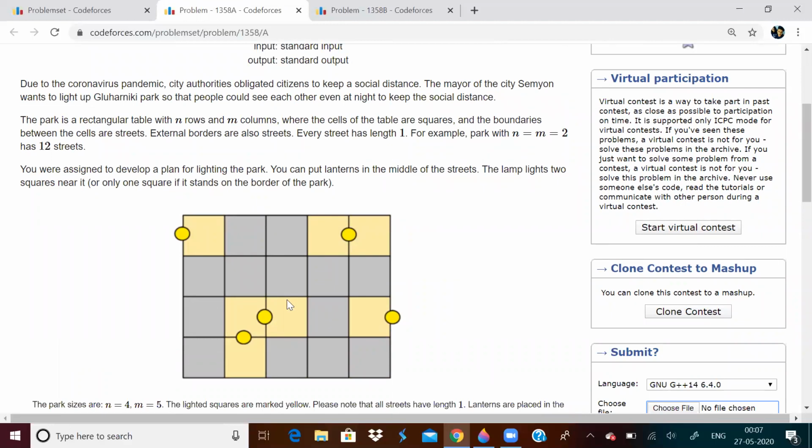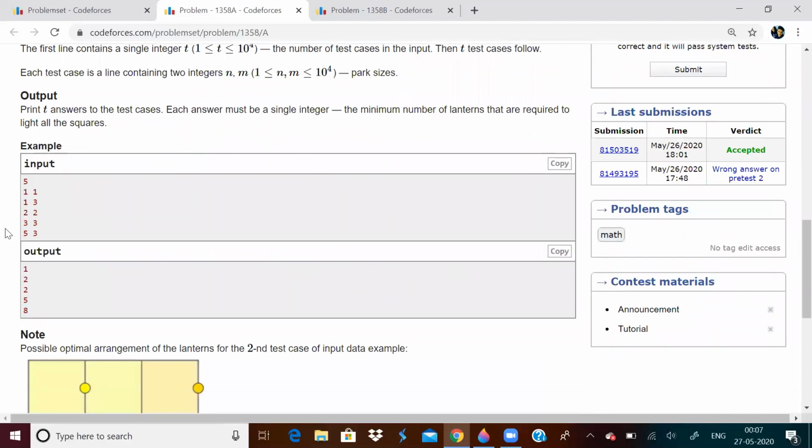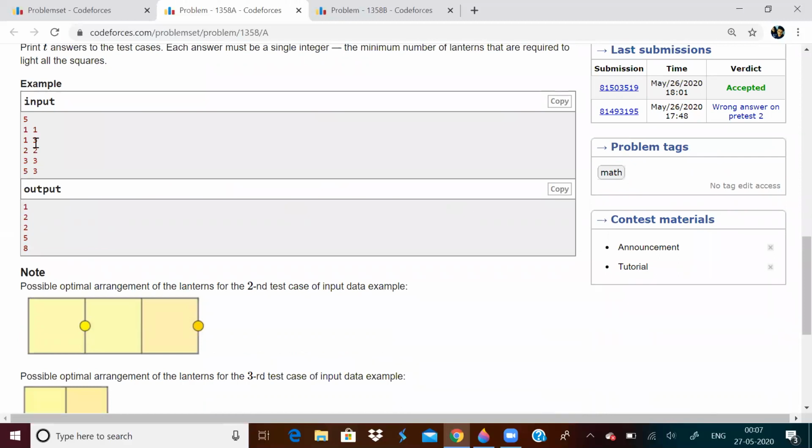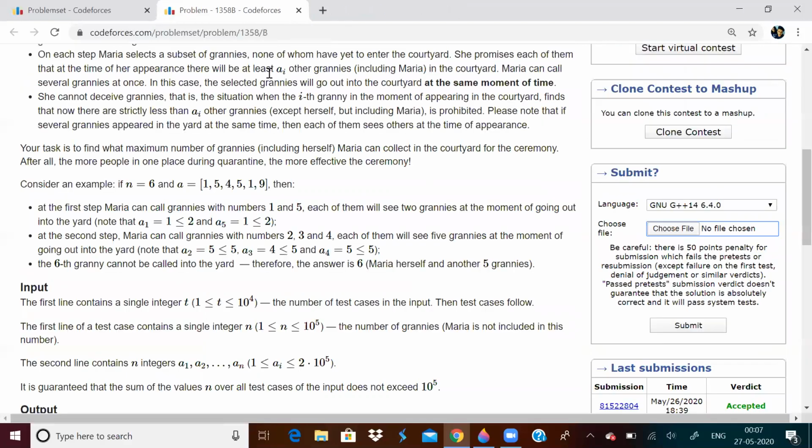So you had to just satisfy that condition. The answer will be n into m by 2 if n into m mod 2 is equal to 0, or it will be n into m by 2 plus 1 if n into m mod 2 is equal to 1. So that was the first one.